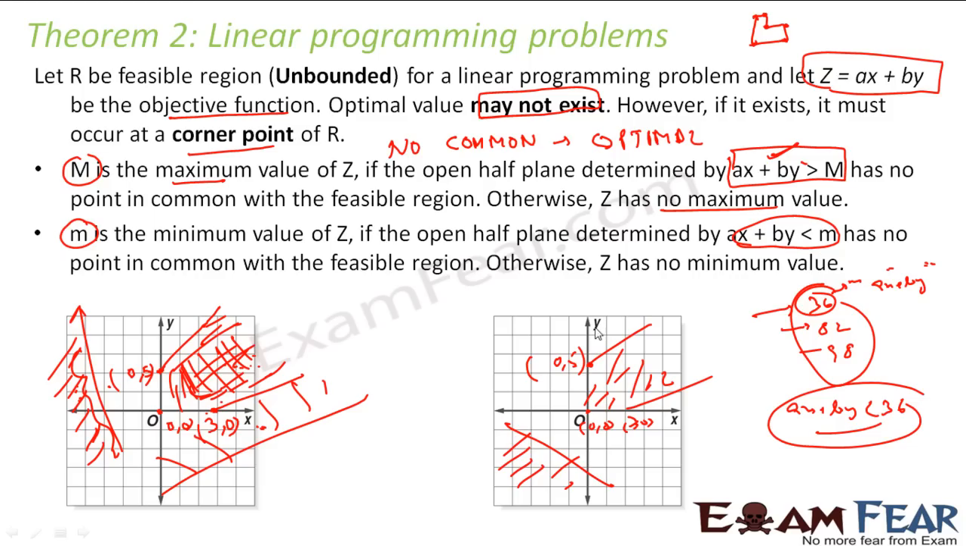Similarly, in case of minima, you find the region, you find the points, you find the values, you get the minimum value, you form this equation ax plus by less than 36. Find the regions which it cuts. If this region interferes with the unbounded region, that means there is no optimal value. So, no common interference, that is optimal. If there is an interference, things are not optimal. Correct? So, to find optimal value in such a case, there should not be any interference. Please note, no common interference, that is optimal.